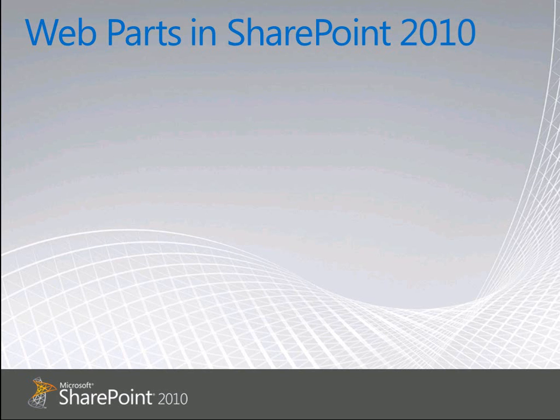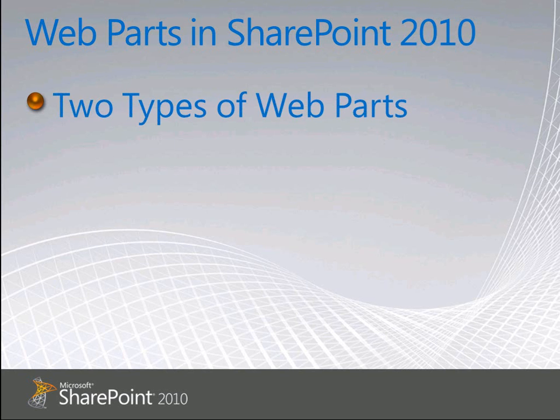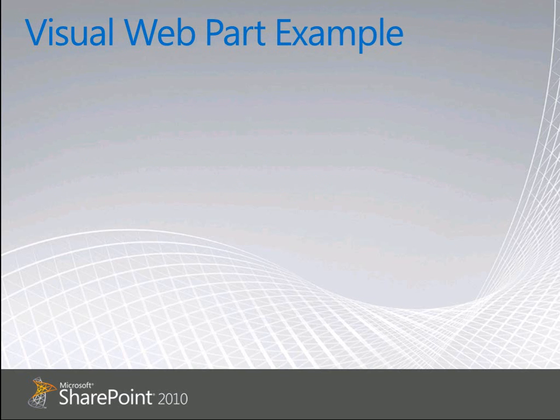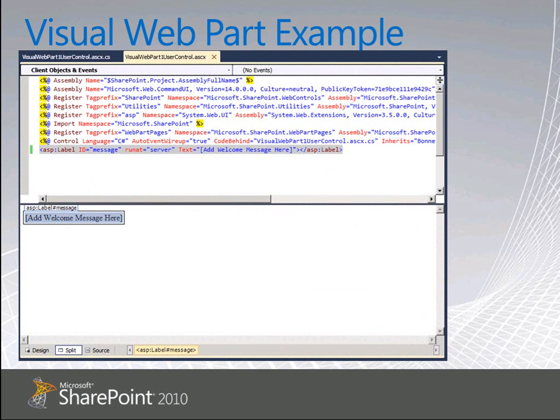First of all, we need to understand that there are two types of web parts supported by SharePoint 2010. We have visual web parts, which allow you to drag and drop controls from the toolbox into a user control, and we have standard ASP.NET web parts, where you will build up your web part interface and logic in a class file. In the first example, we will look at the visual web part type.